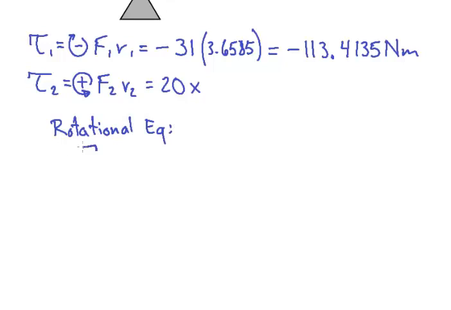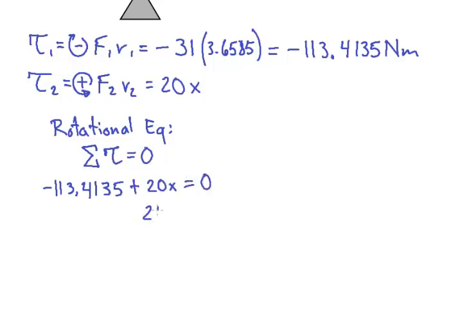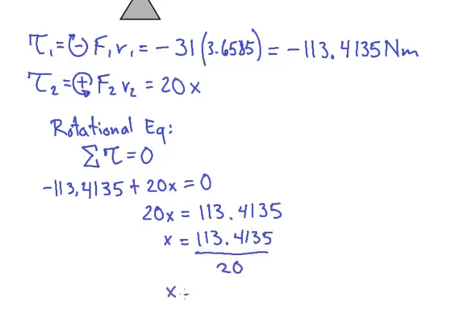Rotational equilibrium means the sum of all torques must be 0. So which torques do we have? We have negative 113.4135 plus 20x. That has to be 0. So I just move this to the other side. 20x equals 113.4135, and I divide by 20, so x equals 113.4135 divided by 20, and that will be x equals 5.6707 meters. That will be the answer for x.